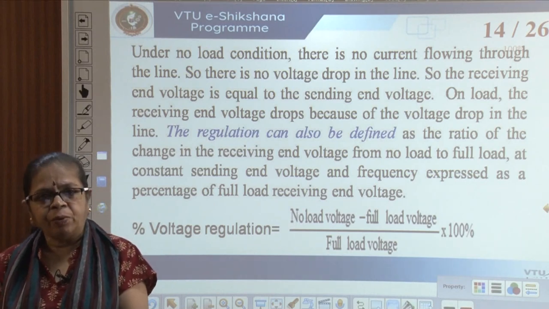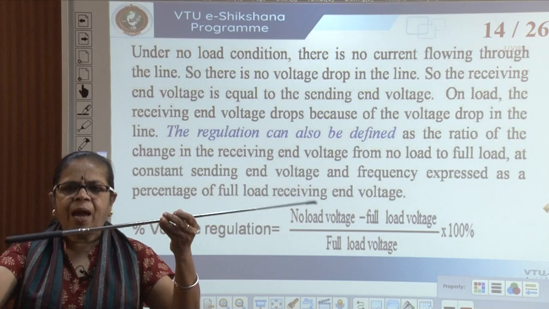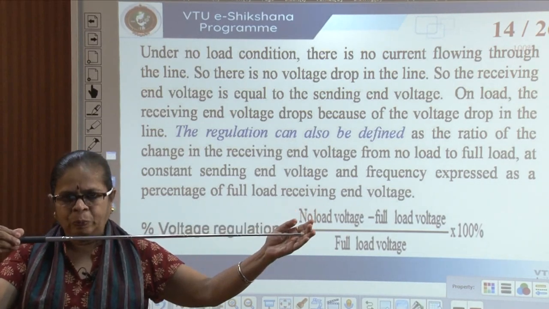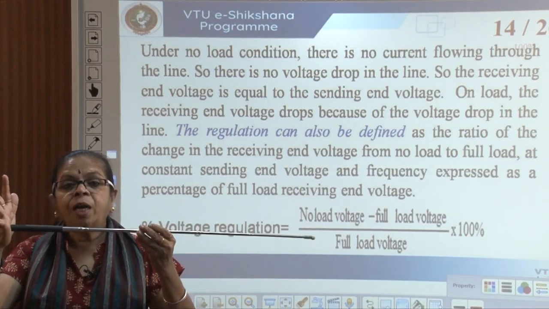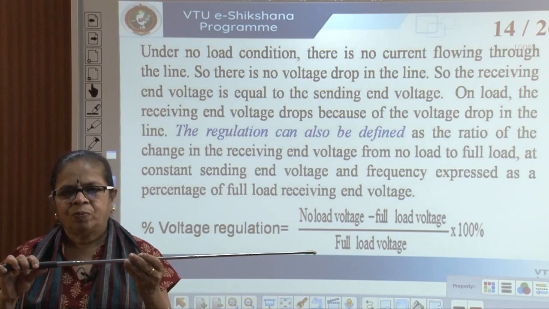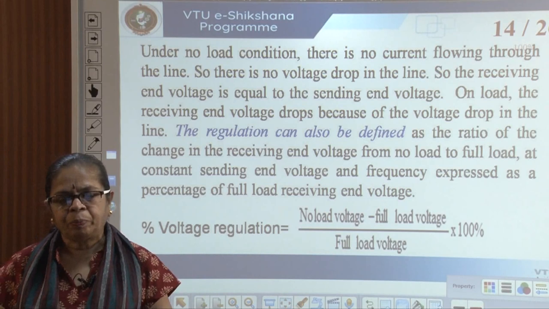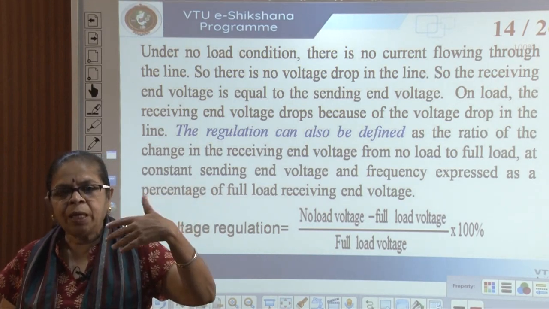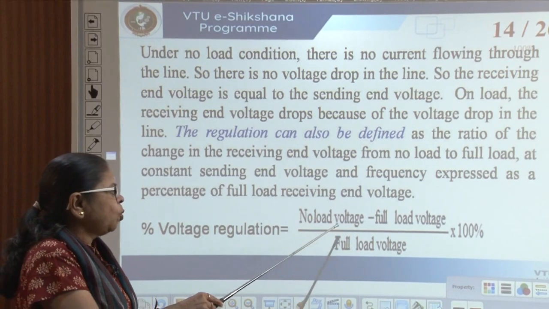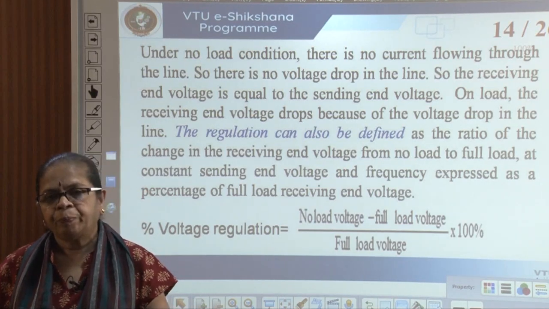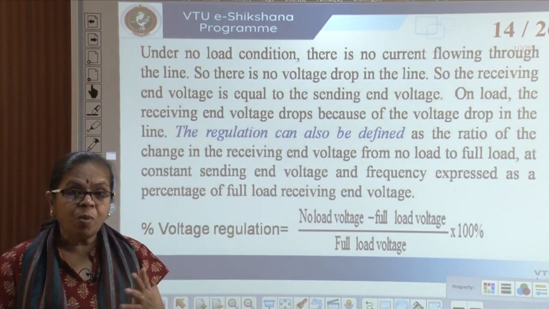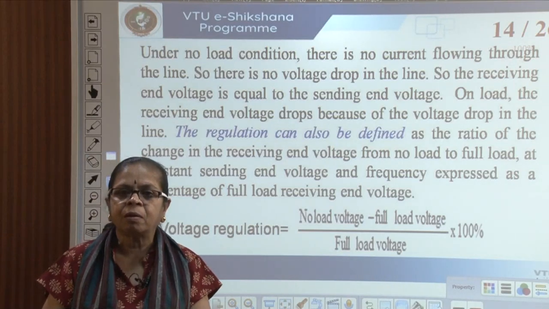Another way of defining regulation is this: I have a load at the receiving end, right? I measure the sending end voltage, which is some value. I measure the voltage at the receiving end under full load, and now I remove the load and again I measure the voltage. The sending end voltage I don't change, it remains the same. Obviously the voltage will increase when I remove the load because the current will become zero. So the other way of defining regulation is: no load voltage minus full load voltage, by full load voltage at the receiving end. But most often we use the first one, (Vs - Vr)/Vr, which is commonly used in lines. Whereas in transformers and alternators, you may have used this formula.